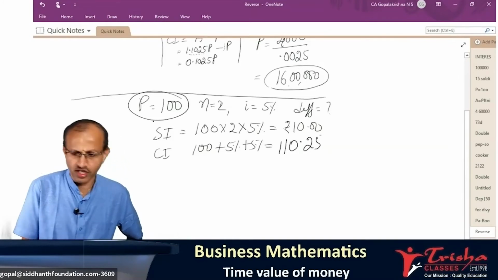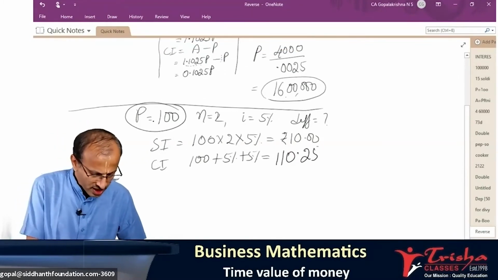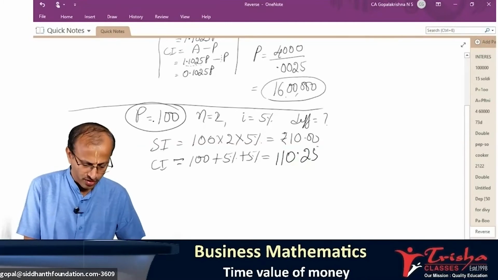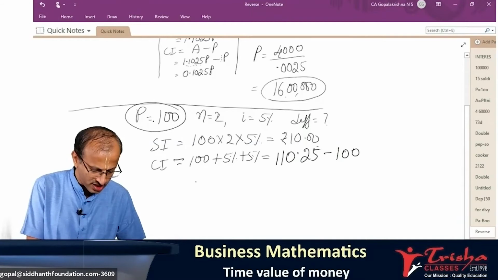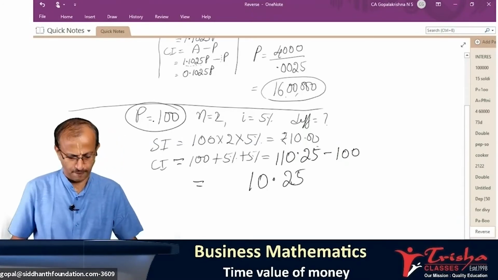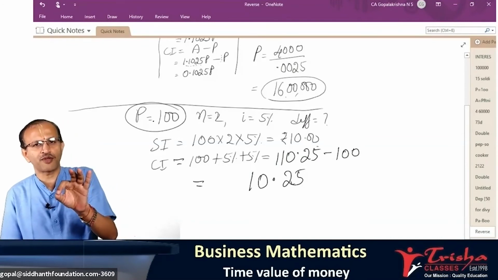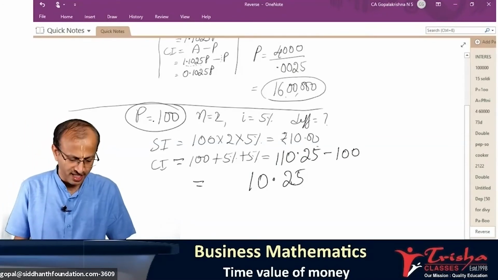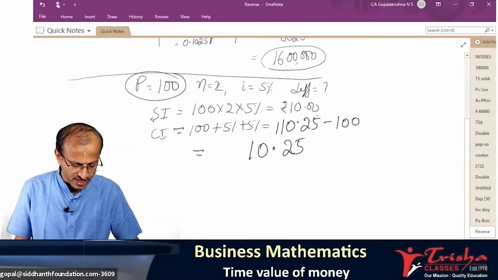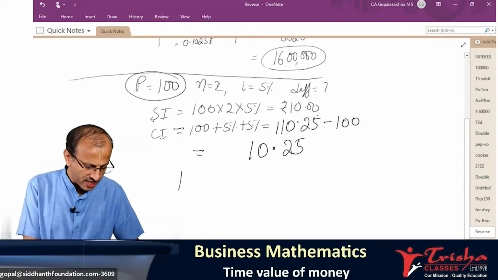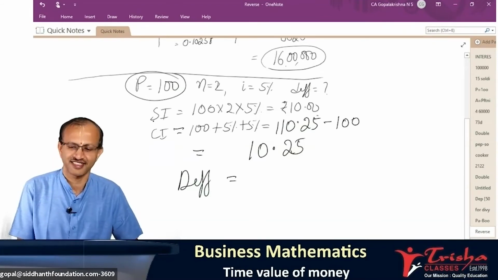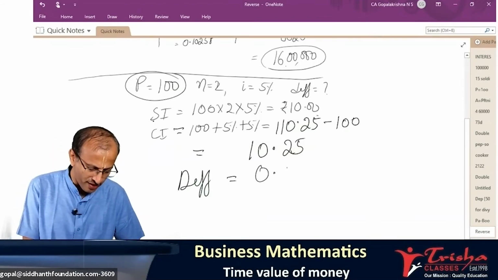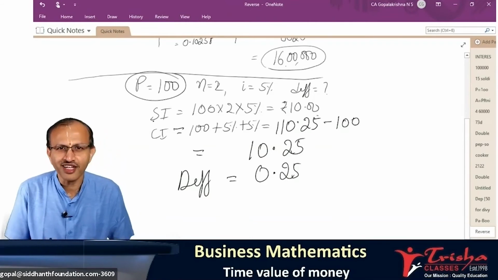110.25. So now, to work out CI, that is the amount, right? What you will do? You will deduct 100 rupees. Tell me, what is your CI answer? 10 rupees 25 paise. We have SI on one side, CI on the other side. Can you tell me the difference between SI and CI? It is 0.25. Any doubt? Any confusion?